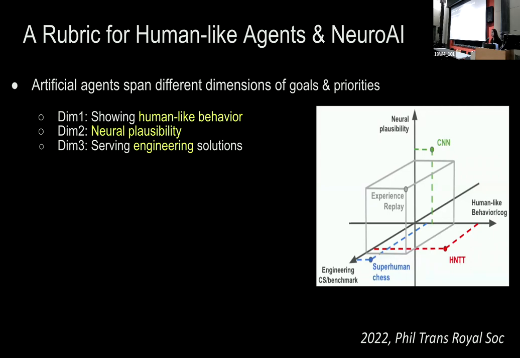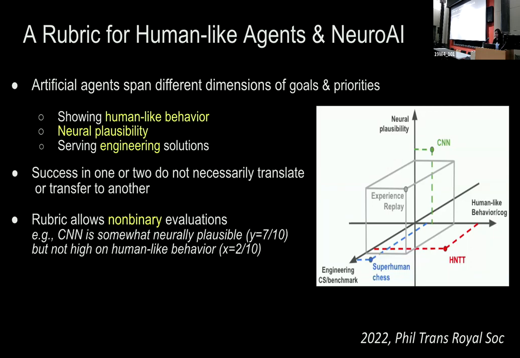It might seem very obvious, but people seem to confuse success along these different dimensions with each other. So for instance, you could have success along one dimension or two without it translating or transferring to the other. Just importing models from AI or ML is not going to solve your problems. And just importing cognitive sci methods are not going to solve your problems.